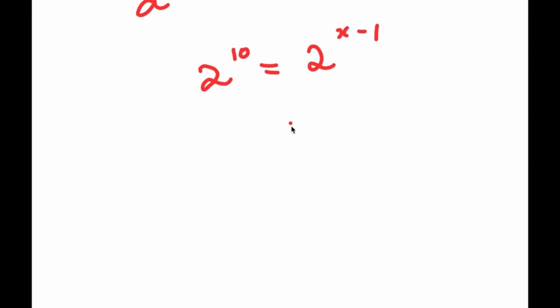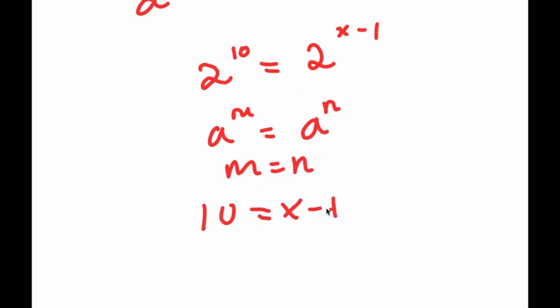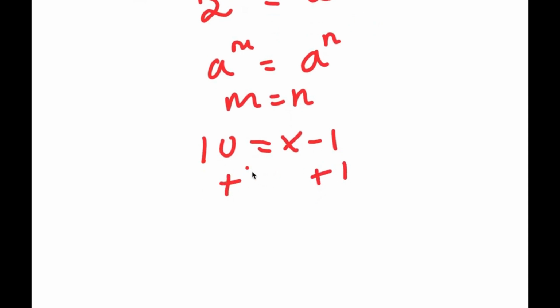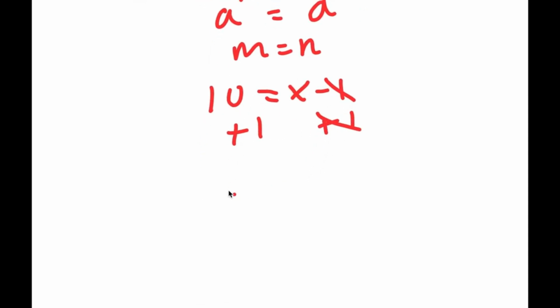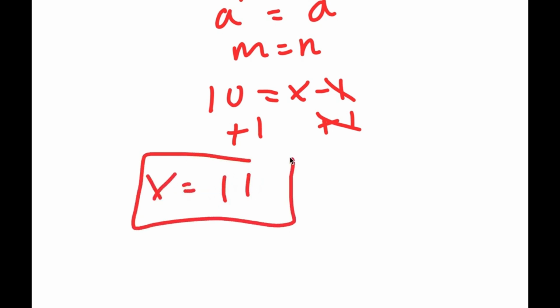And now, if I have something in the form a to the power of m is equal to a to the power of n, this means that m is equal to n. So in this case, 10 is equal to x minus 1. Now if I add 1 on both sides, I get x is equal to 11.